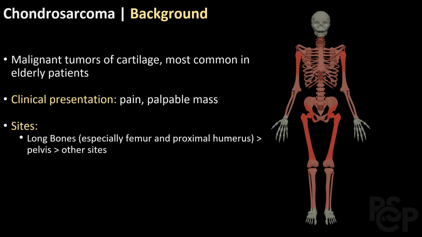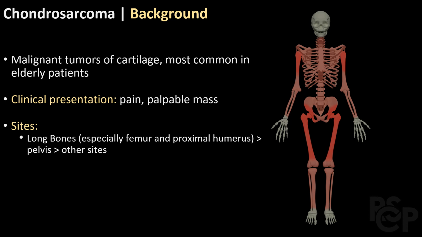Finally, we're going to talk about chondrosarcoma and a little bit of background information about this cancer. This is a malignant cartilaginous tumor, most commonly seen in elderly patients. It makes up 25% of all primary malignant bone tumors. Typically, this presents with pain and a palpable mass as well. And then the distribution you can see in the imaging.